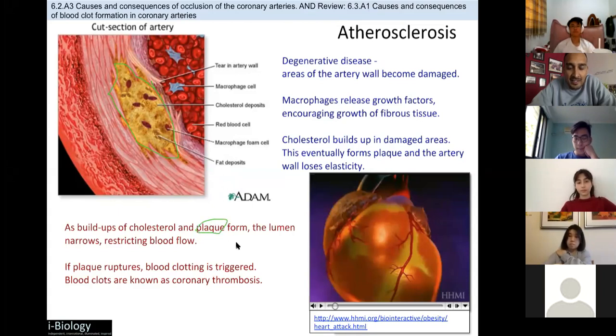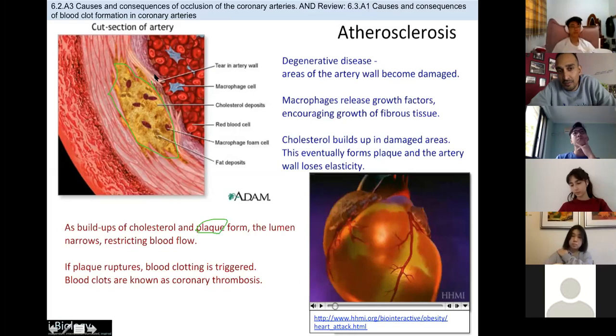A plaque is this buildup, this blob of stuff that's collected. And if that were to happen, that in itself is not the worst thing. If it starts to bulge out like this, you're obviously making the lumen smaller, right? So there's less space, which can affect blood pressure. And at that point, it's maybe just a blood pressure issue, but not a big deal.